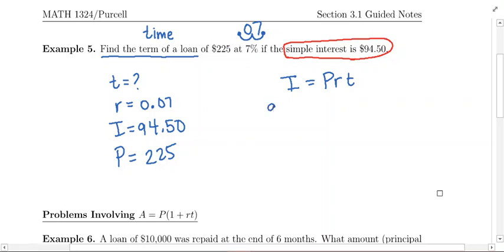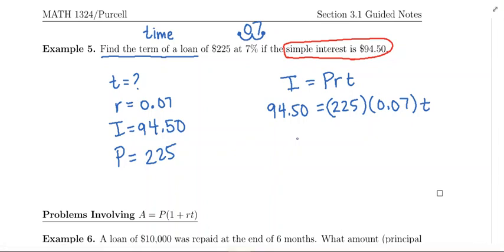So the interest value is $94.50, the P value is $225, the R value is 0.07, and then that needs to be multiplied by T. So what we need to do is solve it for T. When you're doing this, the formulas are going to get increasingly more complicated, and my advice to you is to do everything one step at a time. If you try to do everything at one time, you're probably going to make a mistake. So I'm going to go to my calculator and figure out what T is being multiplied by. I am going to multiply together 225 and 0.07.